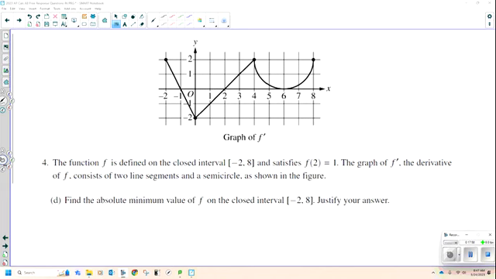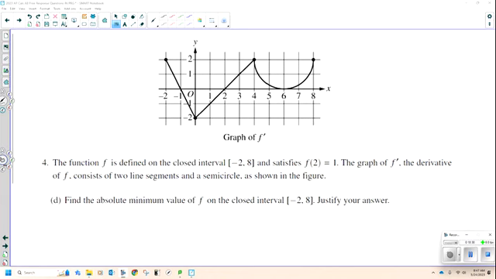The final part of question 4, 4D, states: find the absolute minimum value of f on the closed interval from negative 2 to 8 and justify your answer. Justification is math work. We don't need to write words unless we can't come up with it analytically without doing algebra and math. In this case, we absolutely can do it using math, and we should. So here we go. Minimum. First of all, let's determine where the minimums could occur, all right?